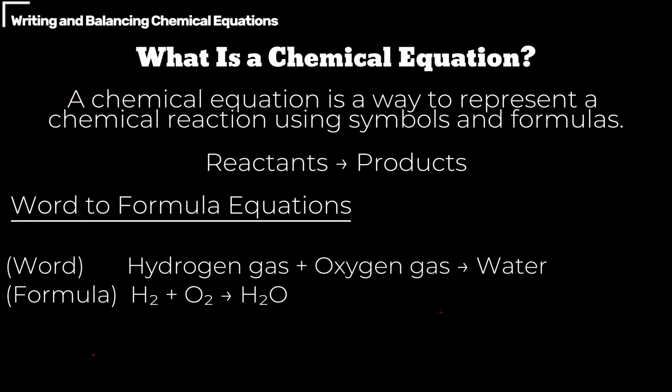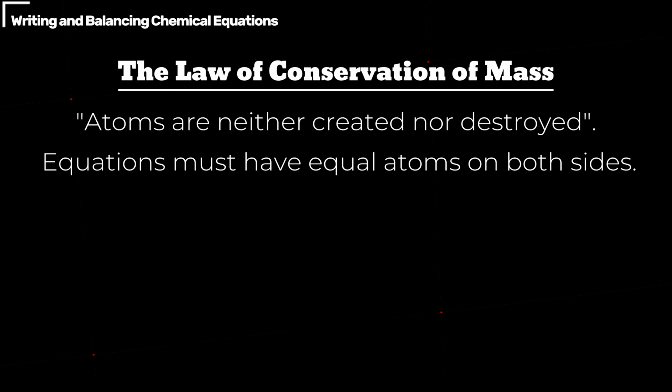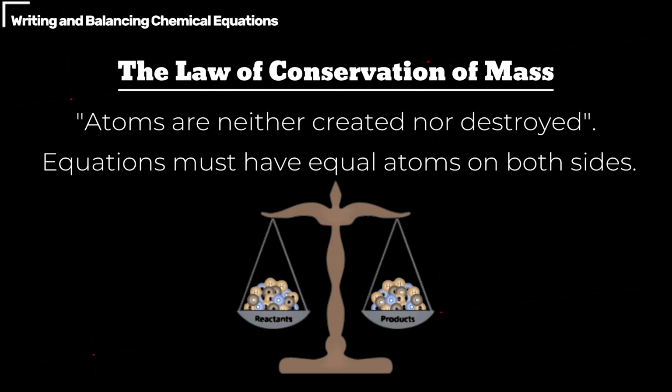For you to balance an equation, you need to know the law of conservation of mass. What's the law? It states that atoms are neither created nor destroyed. So when you are writing an equation, you have to bear that law in mind: the atoms on the left-hand side, the reactant side, must balance the atoms on the right-hand side, which is the product side, meaning that the equation must have equal atoms on both sides. In any chemical reaction, mass is conserved. We must balance the equation so we have the same number of atoms on both sides.